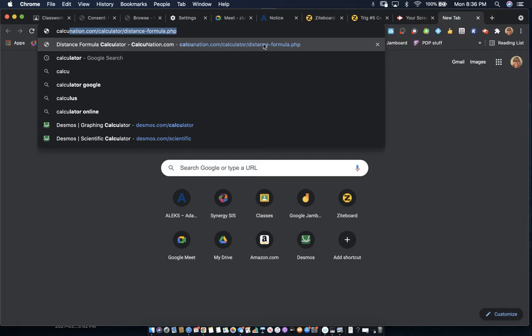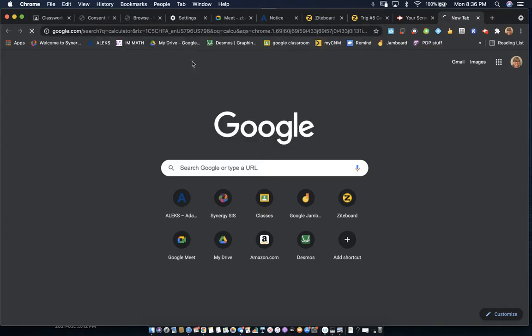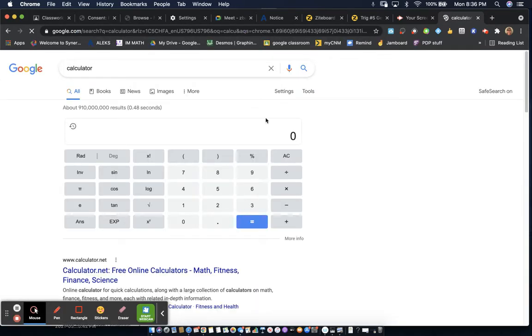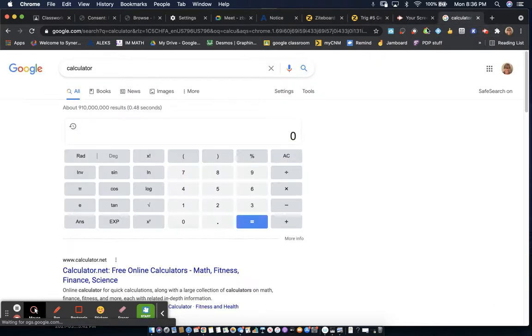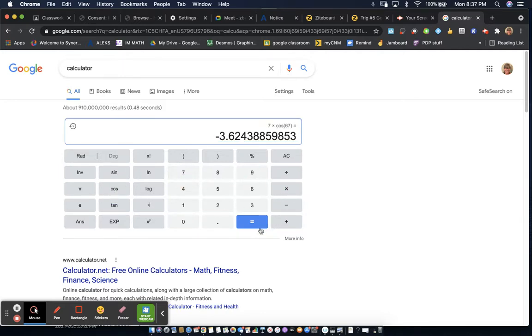Calculator. Here we go. Google has a nice one. Okay, so we're going to go 7 times cosine of 67. So you just put it in, 7 times cosine of 67. Boom. What? Oh, you guys, if you ever get weird stuff, it's because it's on radian. When you use this calculator, it defaults to radians, and that's a bad thing. I wish it would default to degree.